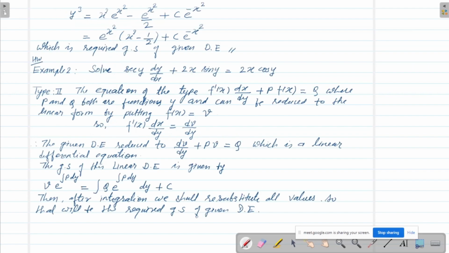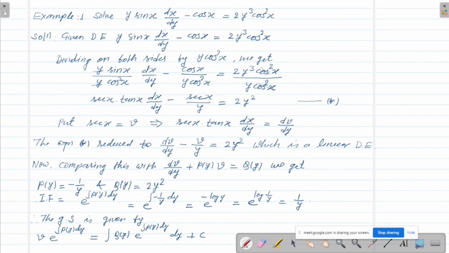So let us see. This is your problem. Your problem is given. First of all, what do we have to do? We have to just copy the problem. Now we have to observe whether the given differential equation is of the standard type or not. If not, then what do we have to do? We must make this a standard type. So see here, we are observing.